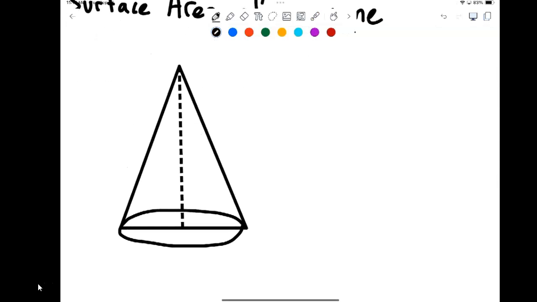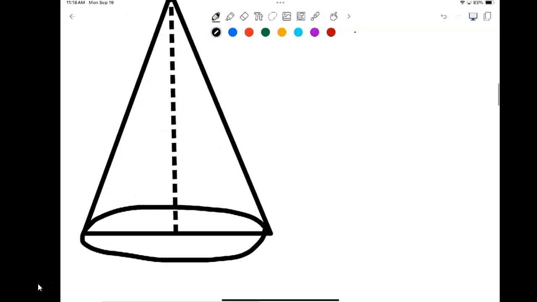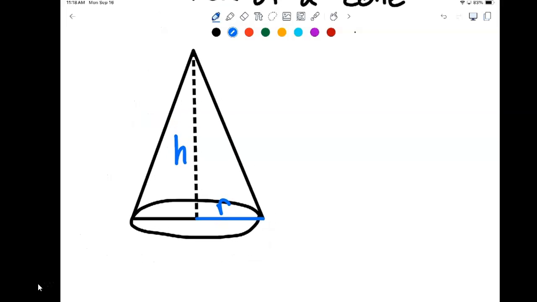That cone has some radius r, some radius r, and it has some height h. We also have this length right here, which we'll call L.